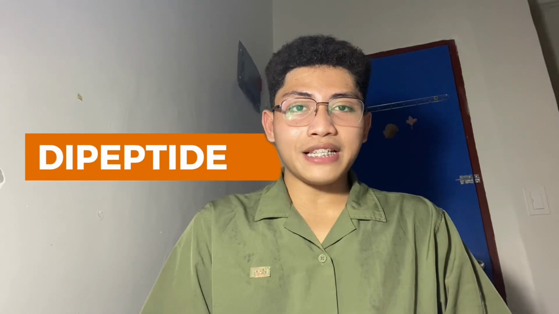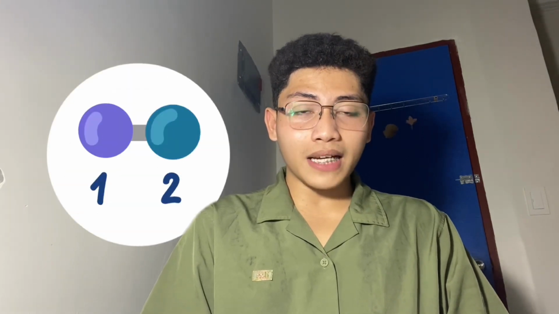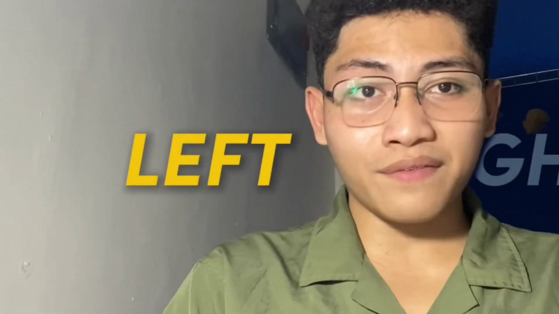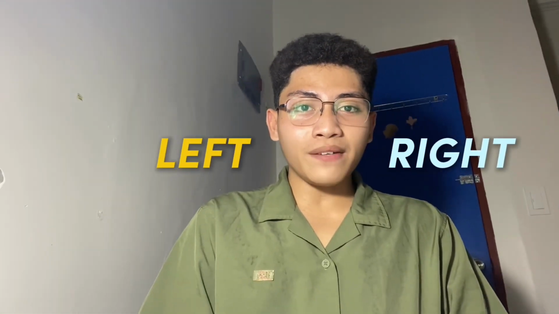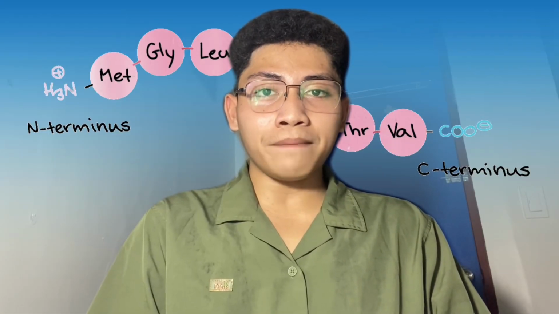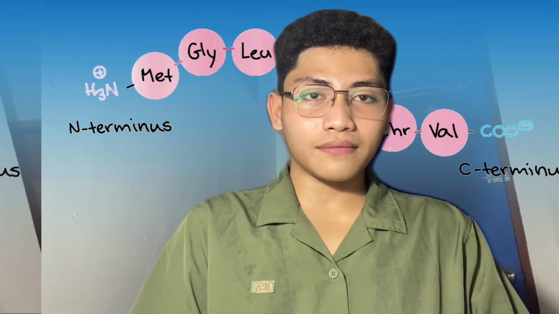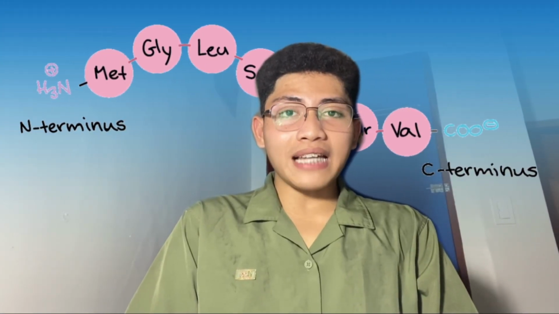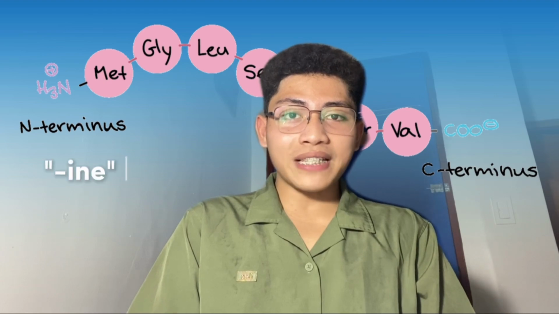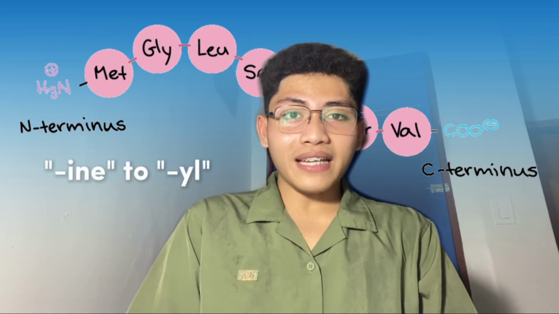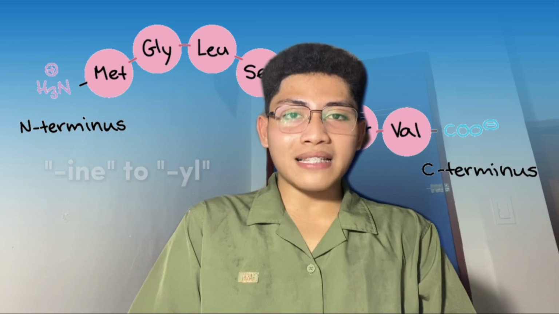A dipeptide is made of two amino acids linked by a single peptide bond. And when amino acids become peptides, they are given names. So, how exactly do we name these? Well, amino acids are almost always named from left to right. That is from the amino acid at the N terminal to the amino acid at the C terminal. We identify the left amino acid, change the "ine" of its name to "yl", then connect it to the name of the following amino acid.